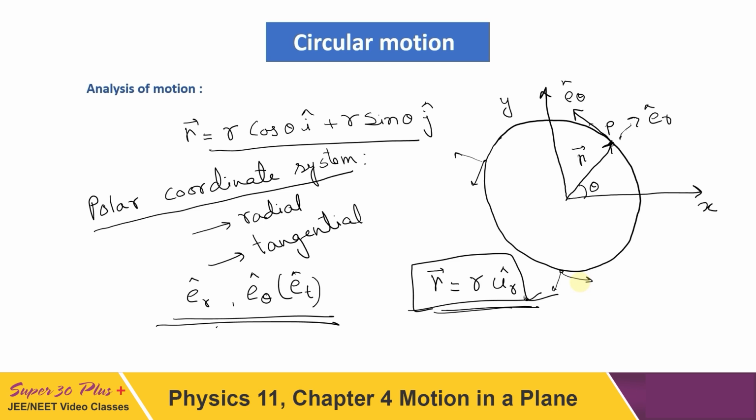Now I am going to derive the velocity, which we can get by differentiating this term, which is the position vector. So let us see what we get.